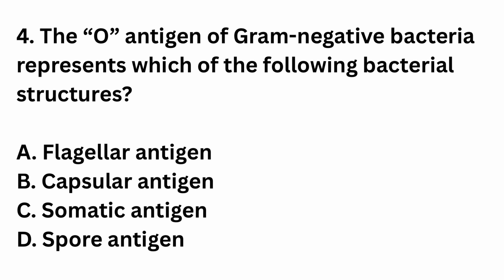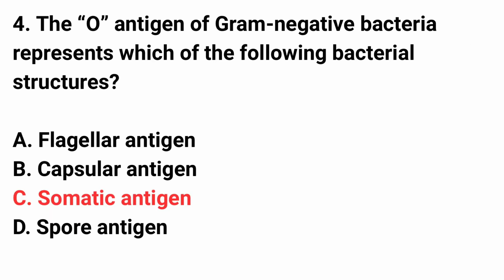Question number 4. The O antigen of gram-negative bacteria represents which of the following bacterial structures? Flagellar antigen, capsular antigen, somatic antigen, spore antigen. The right answer is option C, somatic antigen. Somatic antigen is the outermost part of the lipopolysaccharide layer in the outer membrane of gram-negative bacteria.